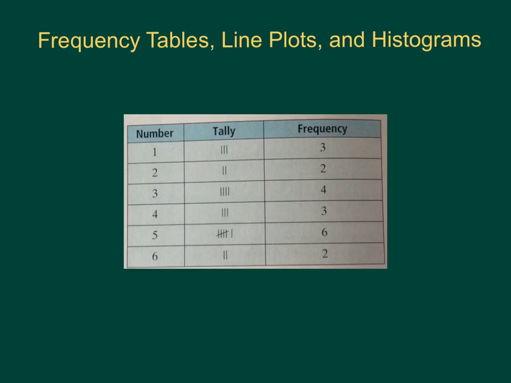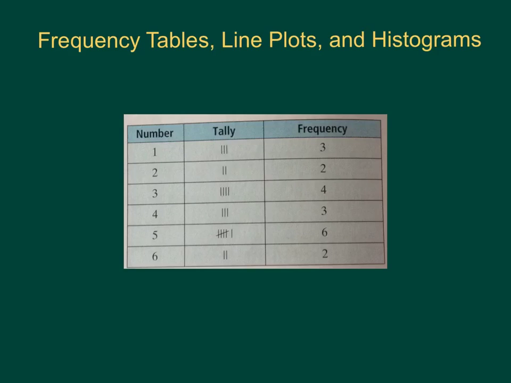So let's pretend I rolled a dice 20 times, and these are my results. So I rolled the number 1 3 times, the number 2 2 times, the number 3 4 times, the number 4 3 times, the number 5 6 times, and the number 6 2 times. All right, makes sense, right?